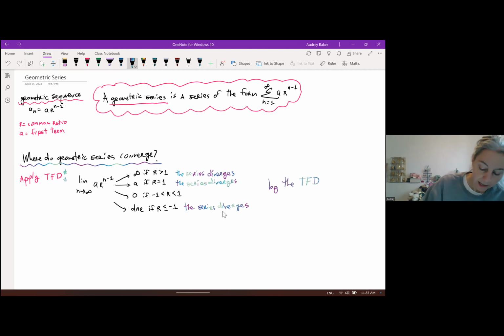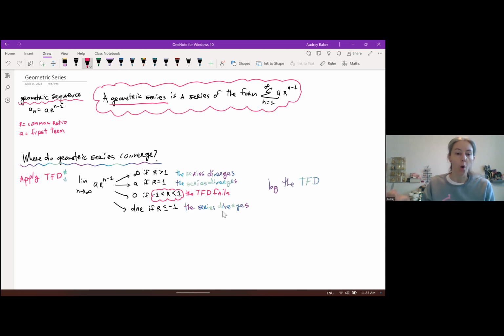However, in this one case, the test for divergence fails. So this is really the only interesting case, if -1 is less than r is less than 1. Because in all the other cases, we can just immediately see that this geometric series will diverge. So basically, we're saying convergence or divergence depends entirely on the value of the common ratio, that r, that number that we're always multiplying by to get from one term to the next.